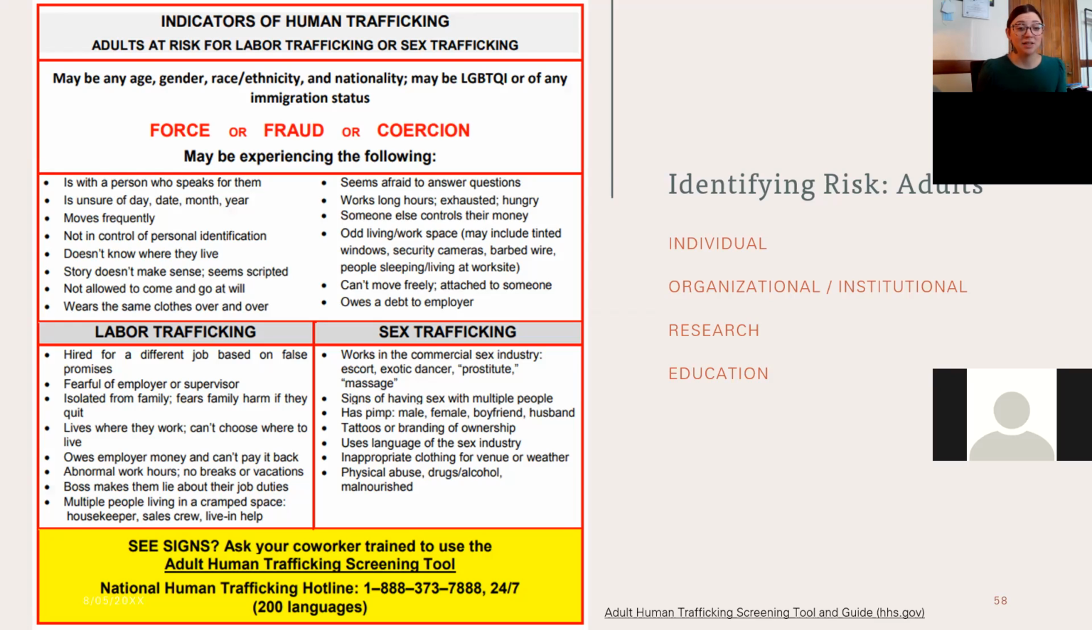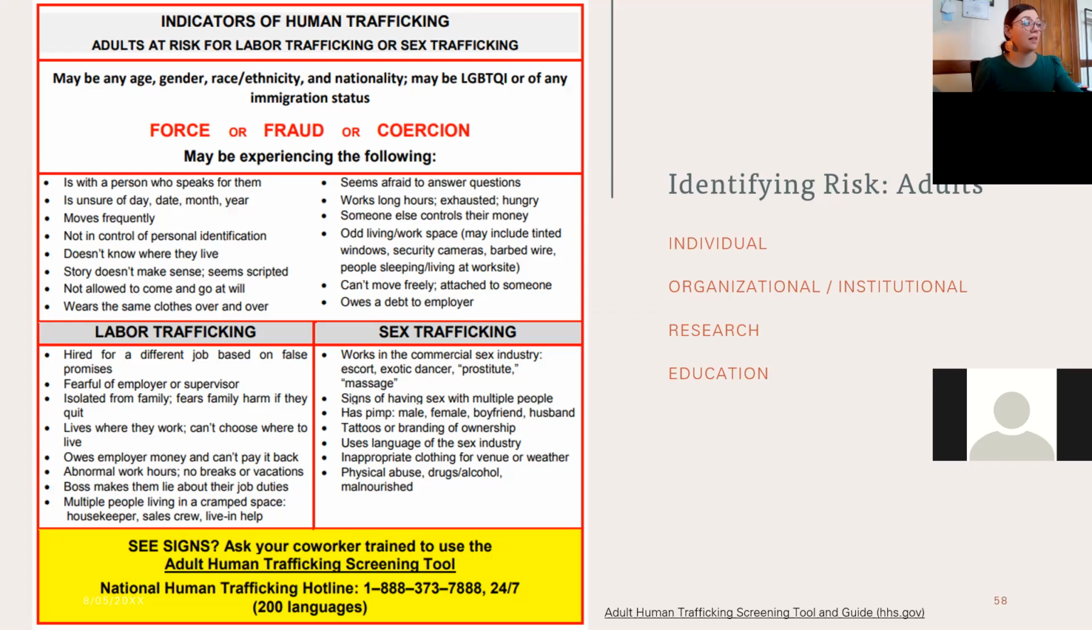They owe a debt to their employer, right? Again, these are all possible risks. Somebody that fidgets in their seat a lot or moves around frequently doesn't mean they're being trafficked, right? But if that's in combination with somebody who is living at work and identifies as being very hungry all the time, that might be an indicator that they're experiencing some type of harm, potentially trafficking.